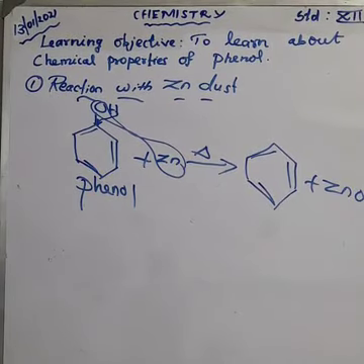Clear? First we should write the structure of phenol. Then you should write the symbol of zinc. Anyhow, when phenol is heated with zinc, we get zinc oxide. Zinc combines with oxygen to form zinc oxide, and also the hydrogen will be attached to the carbon, so we get benzene. So what is the formula for benzene? C6H6. Clear? The second one is the reaction with ammonia.